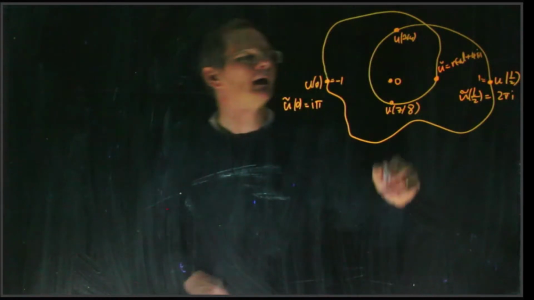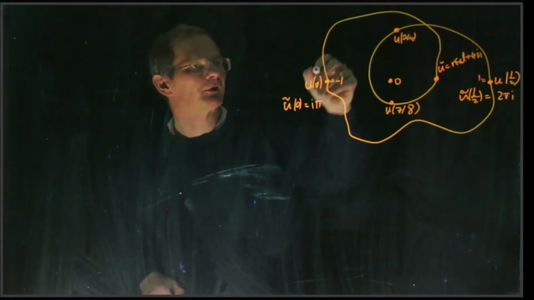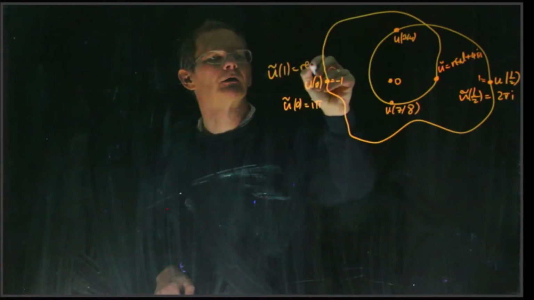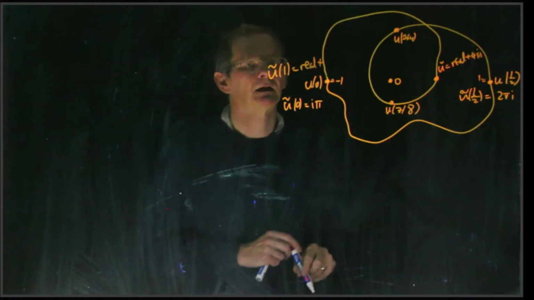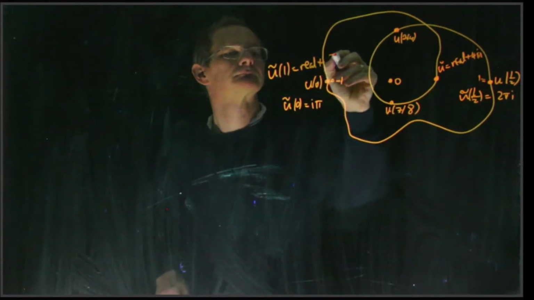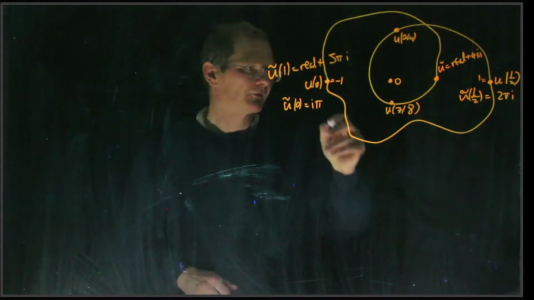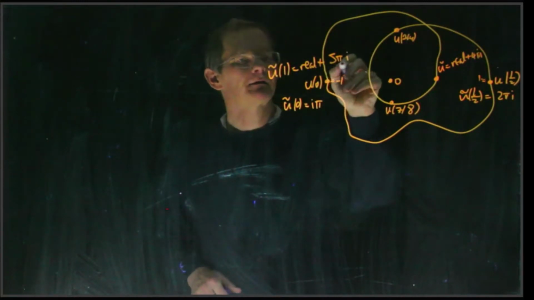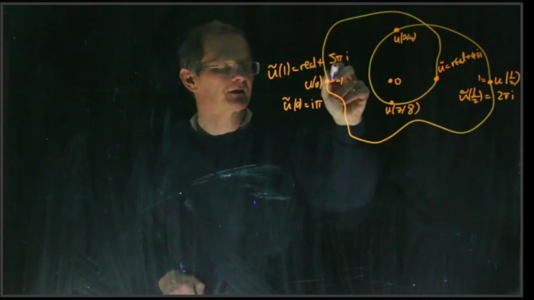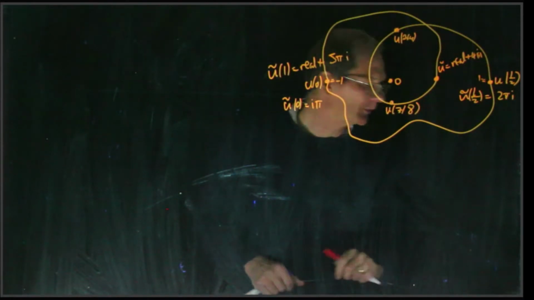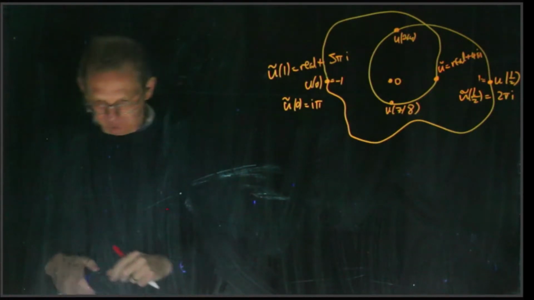Okay. And then once you go another half turn around, u tilde of 1 is going to be real plus 5 pi i. Okay. And so the difference between the thing at the beginning and the thing at the end is 4 pi i, and that corresponds to the fact that your loop has gone twice around.